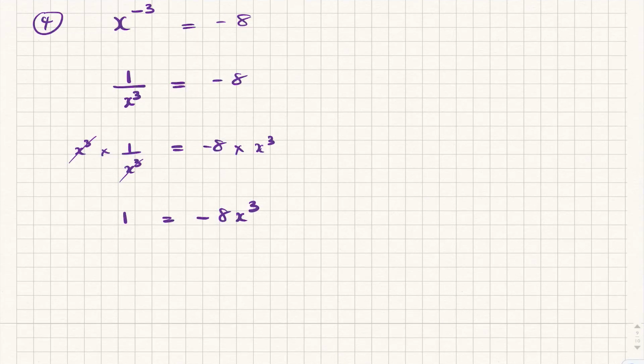Now I need to divide both sides by minus 8. So I have 1 over minus 8 equals minus 8x cubed over minus 8. Well, minus 8 will cancel minus 8. So now I have 1 over minus 8 equals x cubed.